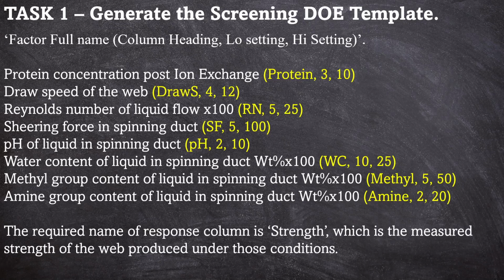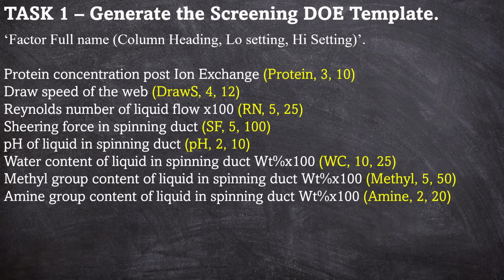The required name of the response column is strength, and that is the measured strength of the web produced under these conditions in our chemical process. Who knew that making spider web was so complicated? So next time you see a spider web in your house, just think about the chemical processes that are going on to make that spider web.